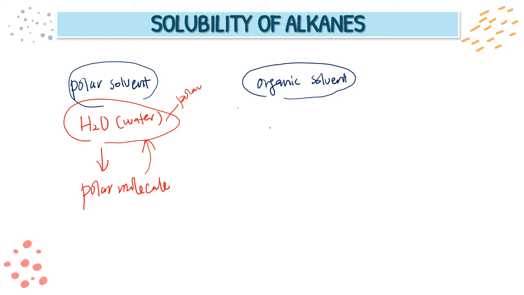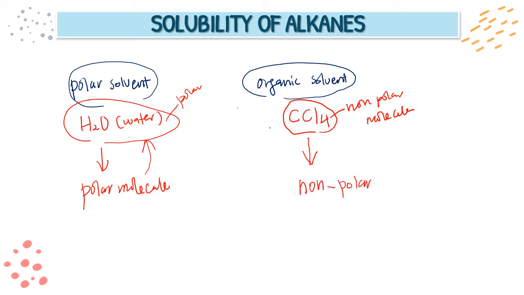Okay, how about organic solvent? An example of organic solvent is CCl4. So CCl4 over here is a non-polar molecule. So the compound that can dissolve in an organic solvent must also be a non-polar molecule.